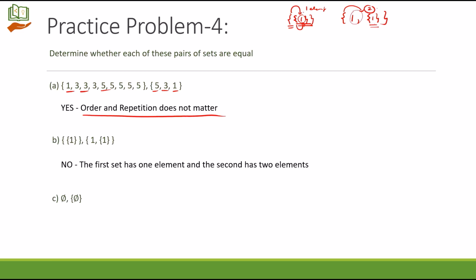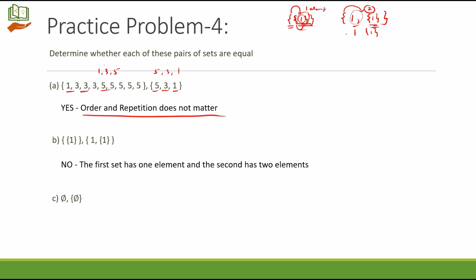When you give repetition of numbers, the set will give 1, 3, 5 on the whole. Similarly, when you give this set, this will have 5, 3, 1. You have to check whether the elements are equal or not. In this case, you have 2 elements to compare. Here this is 1 and this is 1 with curly brace. So both are not equal.